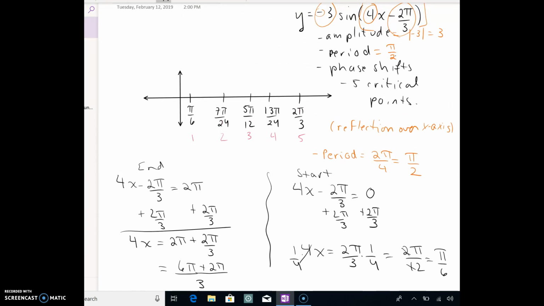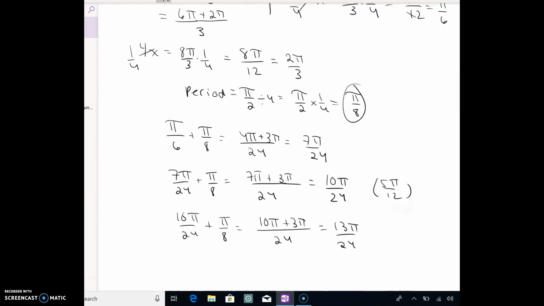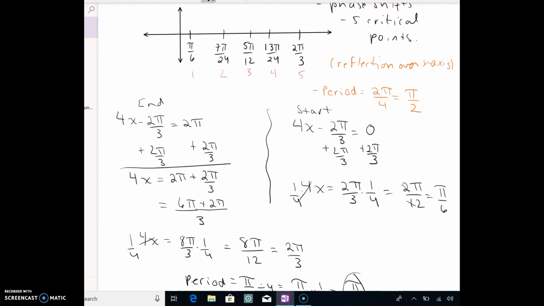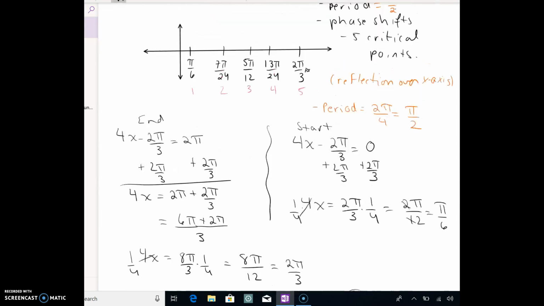Now we already have critical value number 5. You don't have to do this. I just want you to make sure you understand why it makes sense. If we take 13 pi over 24, and if we add pi over 8 to it, we're going to get 13 pi over 24 plus 3 pi, and that's going to give us 16 pi over 24. And if we reduce 16 pi over 24, pulling out a factor of 8 from each one of those, we're going to get 2 pi over 3, which tells us that that's our endpoint. And if you take a look over here, we knew that 2 pi over 3 was our endpoint anyway.